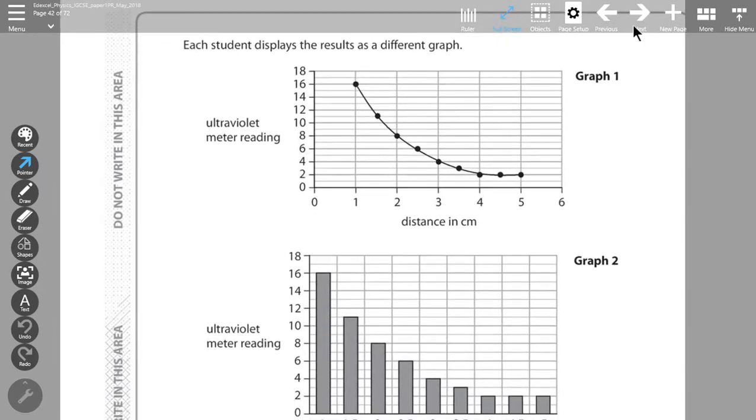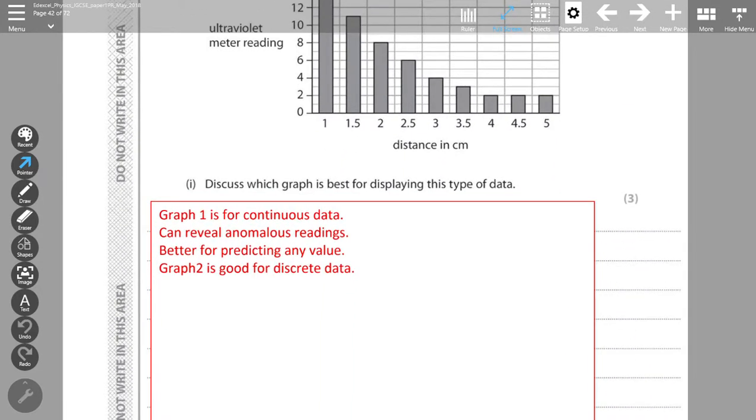Each student displays the result as a different graph. So we have graph 1 and graph 2. Graph 1 is a continuous graph with a best fit line, and graph 2 is a bar chart. Discuss which is best for displaying this type of data. Graph 1 is for continuous data, can reveal anomalous readings, and is better for predicting any value. Graph 2 is good for discrete values. Actually here we have discrete values, so there is not much difference between these two graphs.